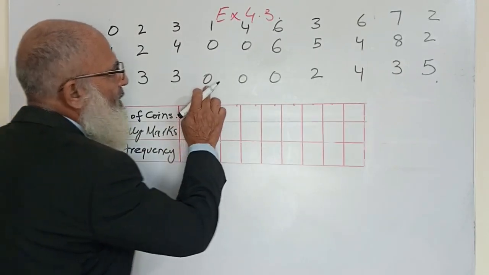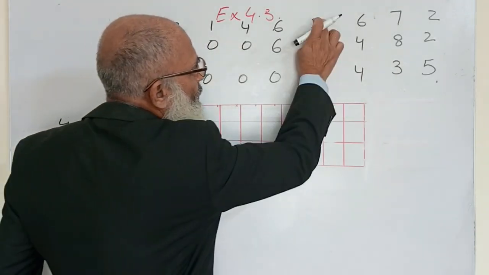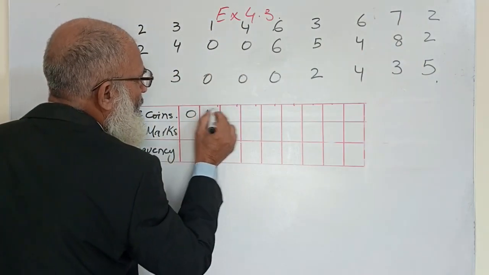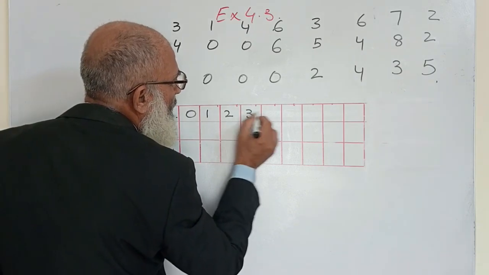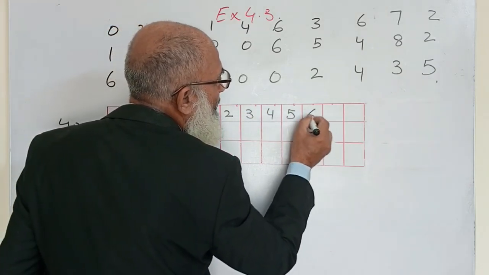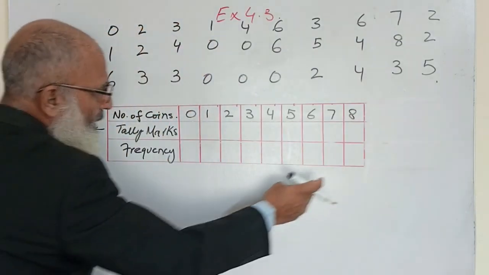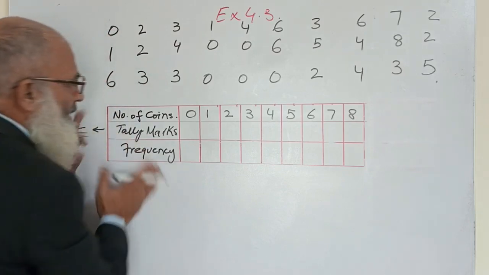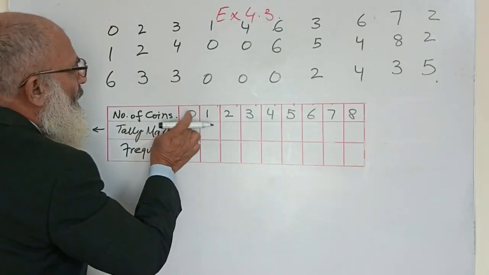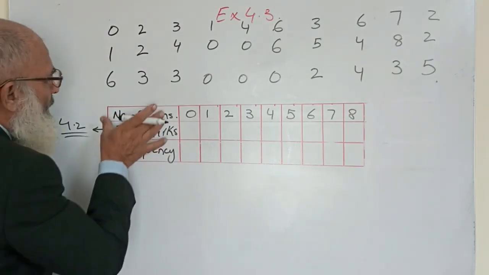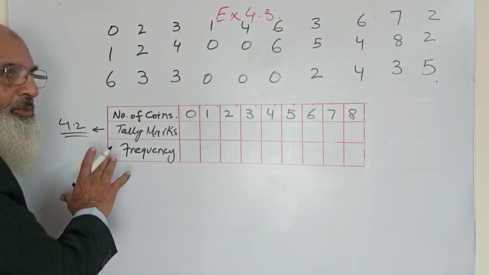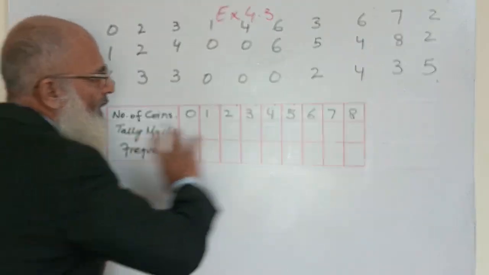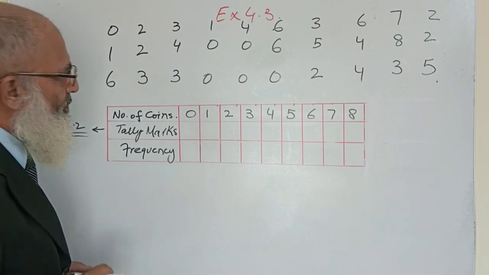Now how many coins are there? 0, 1, 2, 3, 4, 5, 6, 7, 8. Just write 1, 2, 3, 4, 5, 6, 7, 8. You can extend this table downwards, or you can change the columns into rows and rows into columns. This is up to your own will, but since it was given like this, I have repeated it like this.